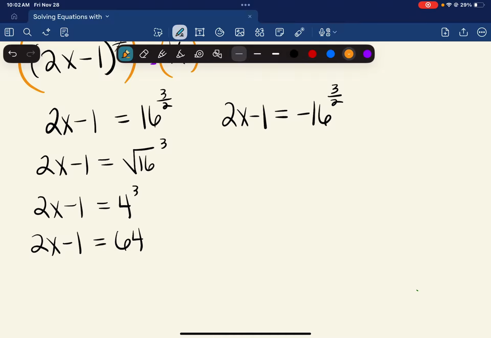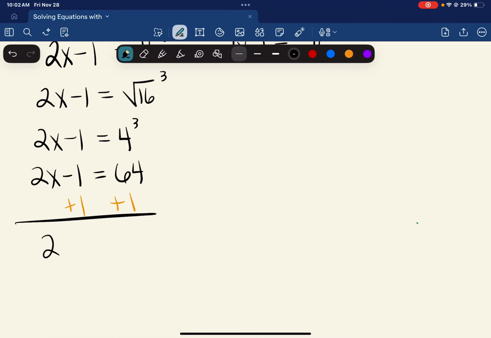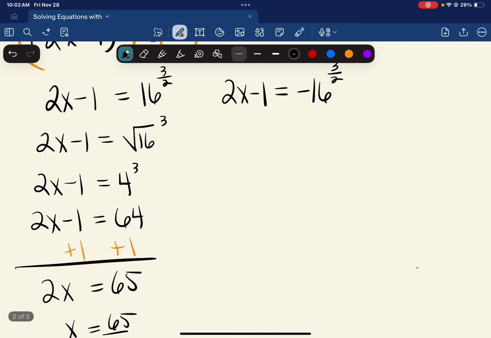So let's add 1 to both sides of our equation. And we end up with 2x equals 65. So of course, x equals 65 over 2. That's one of our solutions. Now let's do the other side, or the other solution that we could have.